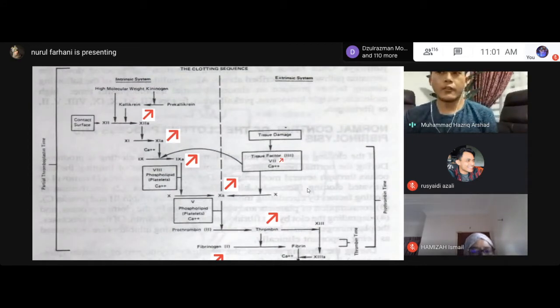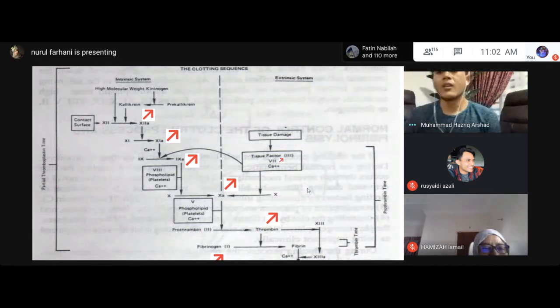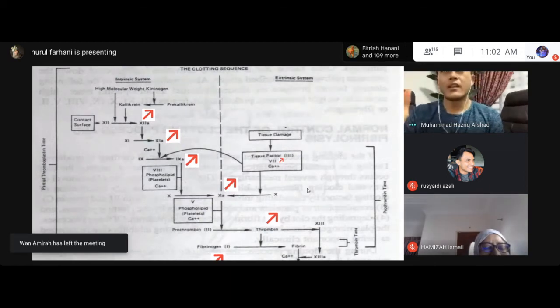That's for the extrinsic system. So how do I remember the intrinsic system? I remember the letter I is the letter number 9. So I is alphabet number 9, so there is number 9 there. Factor 9 will activate factor number 10 below, right? 11 will activate number 9, and 9 will activate number 10. Basically, the ones that I highlighted with a red tick show the increase in factors number 7, 8, 9, 12 and 12. Okay, so those are the ones that I ticked.